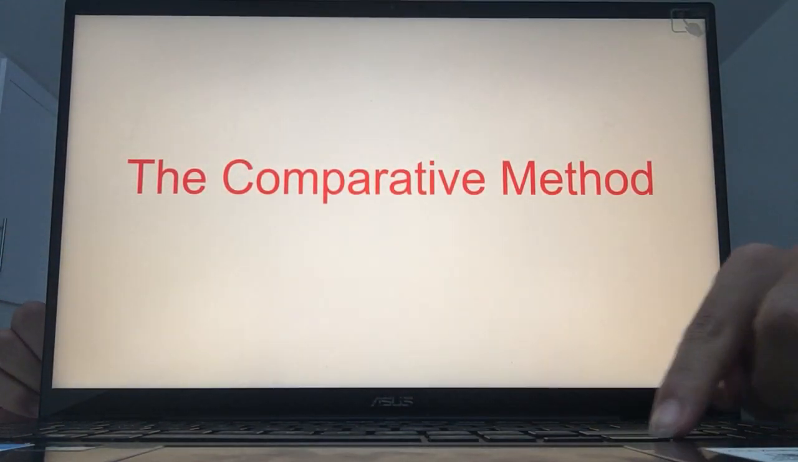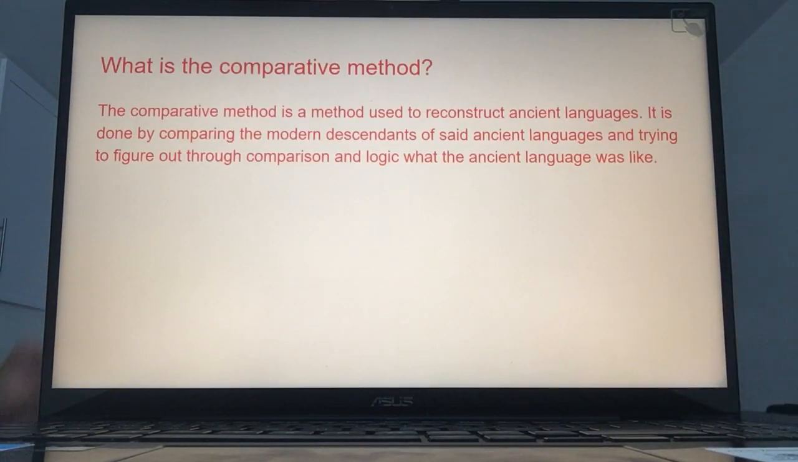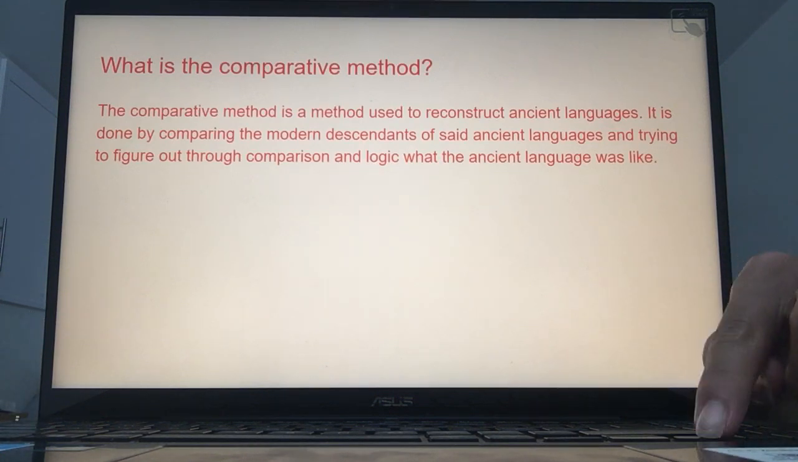Well, what is the comparative method? It's basically a method where we compare all the modern descendants of the ancestor language, then we take that result and analyze the patterns, see what sounds correspond to what, and figure out by process of elimination what the ancient language sounded like. We basically try to reconstruct the sounds based on its modern descendants, like comparing the cousin languages to each other and figuring out what their grandparents sounded like.